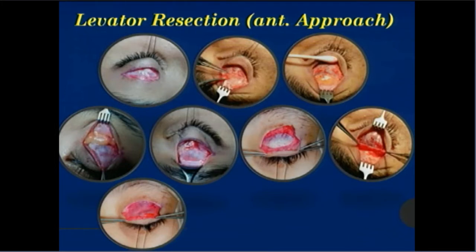Then you hold the levator, you might cut the horns, and measure the amount of resection. It depends upon the table. Usually in mild ptosis we resect 14 to 16, moderate 16 to 18, and severe more than 18.